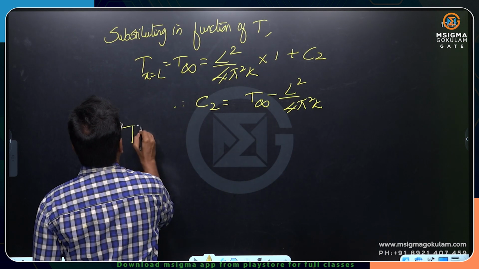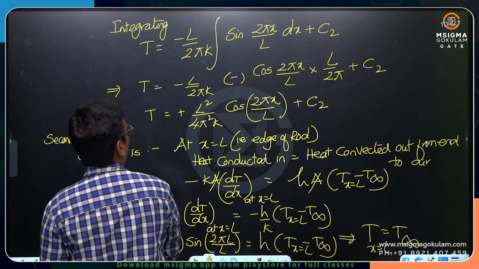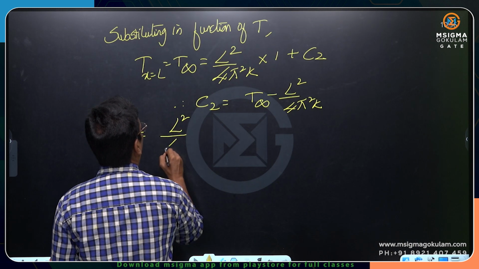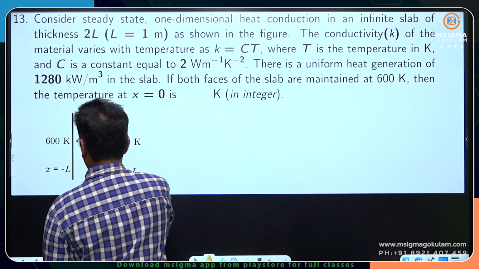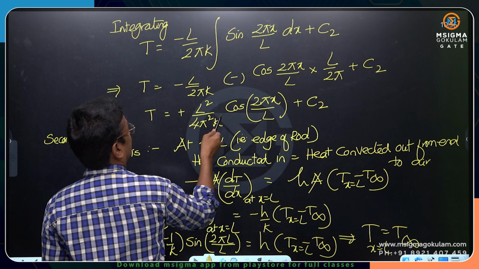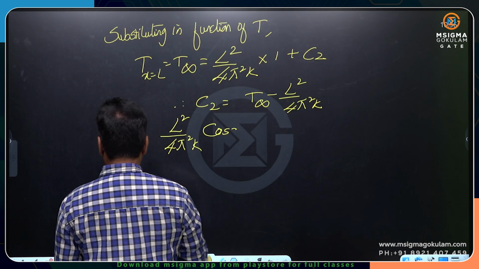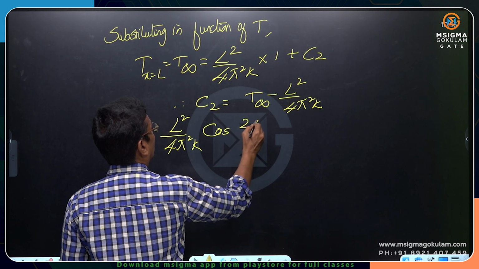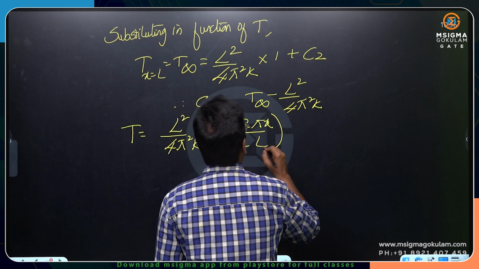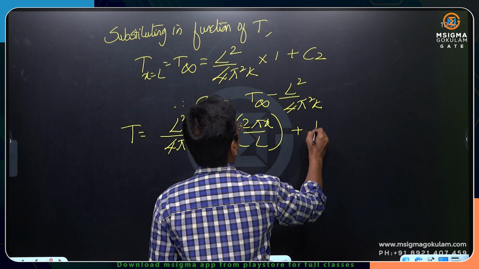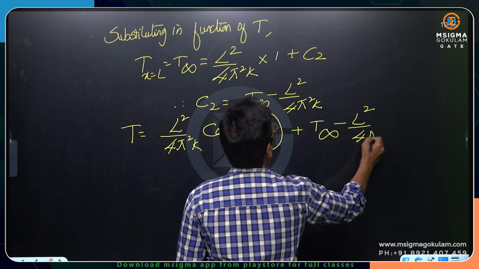So we got the temperature as a function of x. Finally, what is the temperature as a function of x? L square by 4 pi square k, cos 2 pi x by L, plus C2. What is that C2? T infinity minus L square by 4 pi square k.